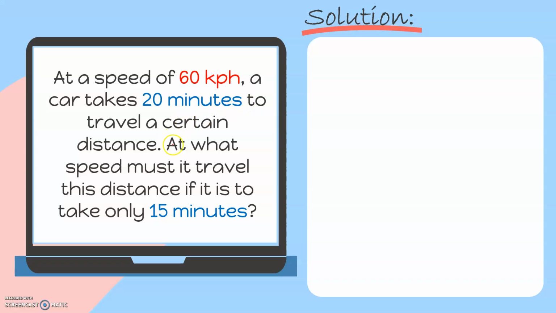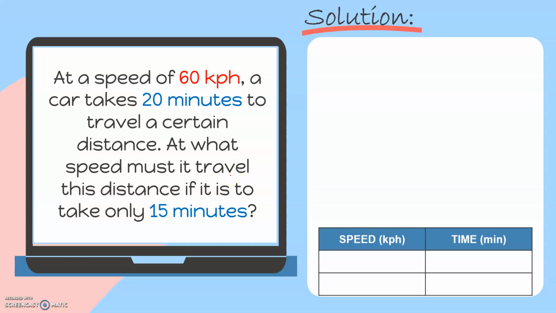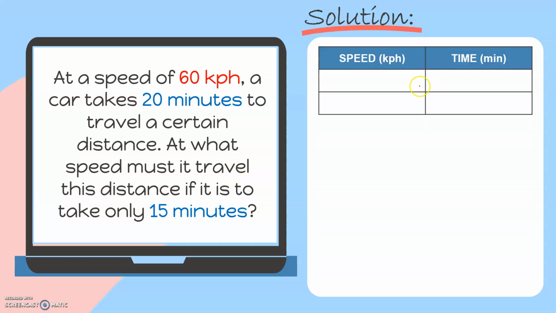Next example, at a speed of 60 kilometers per hour, a car takes 20 minutes to travel a certain distance. At what speed must it travel this distance if it is to take only 15 minutes? Okay, let's have our table. So the quantities we have in the problem are speed, because of the kph, and time, indicated by minutes.